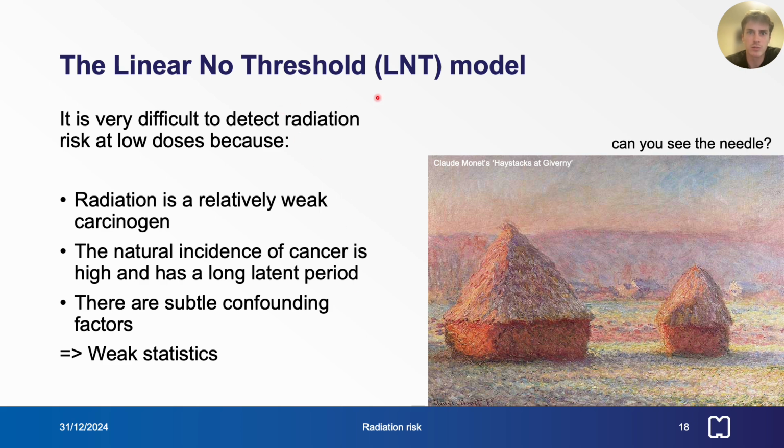This linear no threshold model has its weaknesses. It's very difficult to detect radiation risk at low doses because radiation is a relatively weak carcinogen. The natural incidence of cancer is high and has a long latency period, and there are many subtle confounding factors. All of this gives rise to weak statistics. And you could say it's equivalent to trying to find the needle in Claude Monet's haystacks.